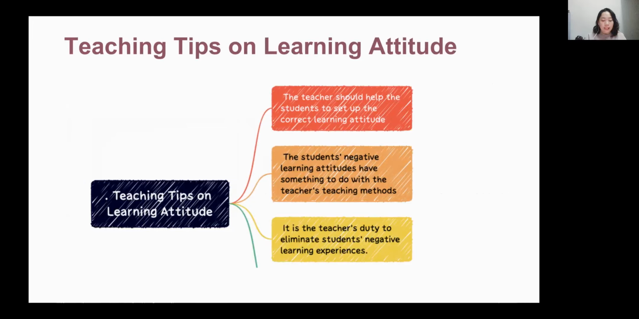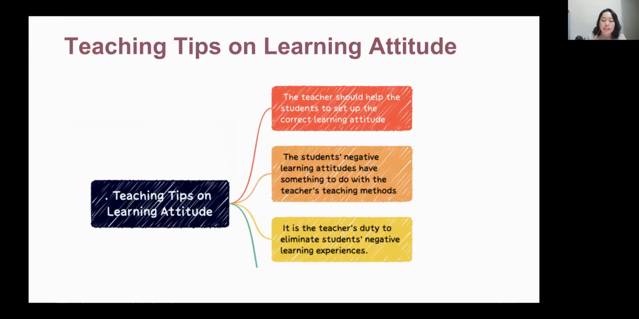Now let's look at some teaching tips on the learning attitude. As for the students' learning attitude, there are some teaching methods to be followed. First of all, the teachers should help the students to set up a correct learning attitude. The teacher may take some good examples of learning English to let the students be aware of their wrong concept about language learning and help them correct their false idea.